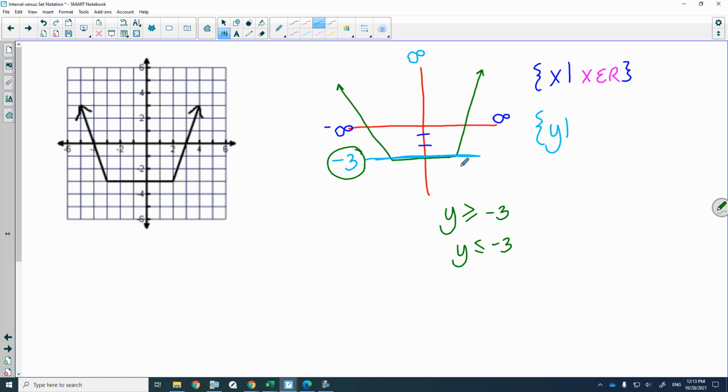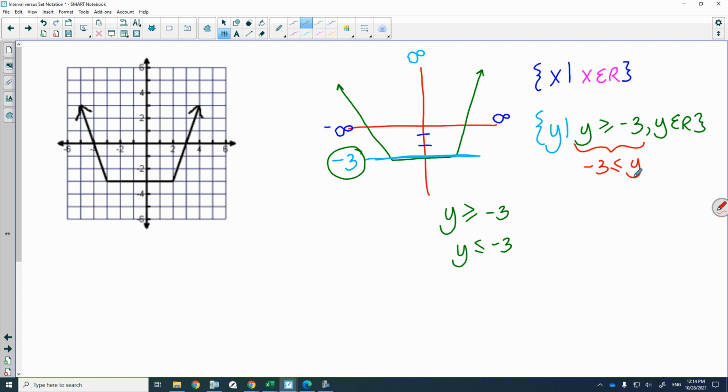If this is -3 and my graph is above -3, which one would you choose? The greater than or the less than? The greater than. So y is greater than or equal to -3, comma, y ∈ ℝ. The reason why I'm showing this is because on your quiz, a lot of you wrote -3 is less than or equal to y. Now, this is a true statement. However, I will not mark that correct.